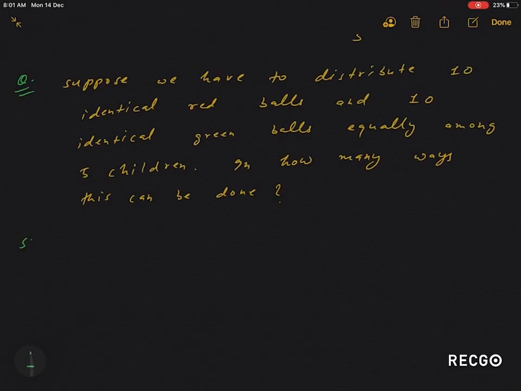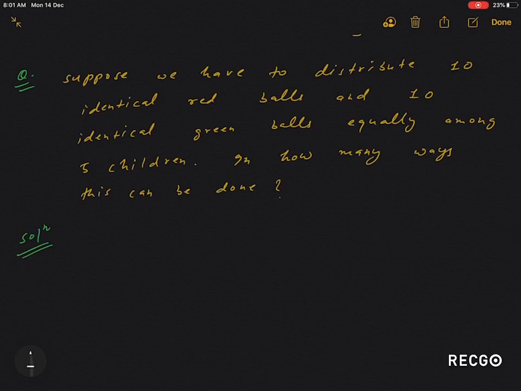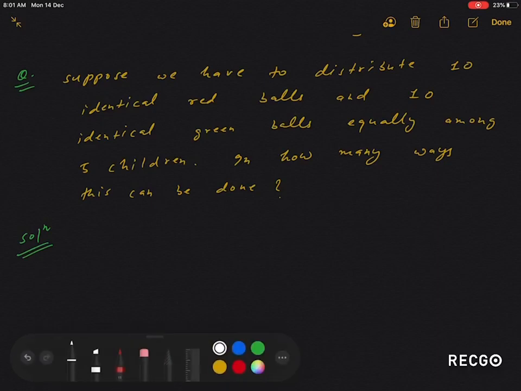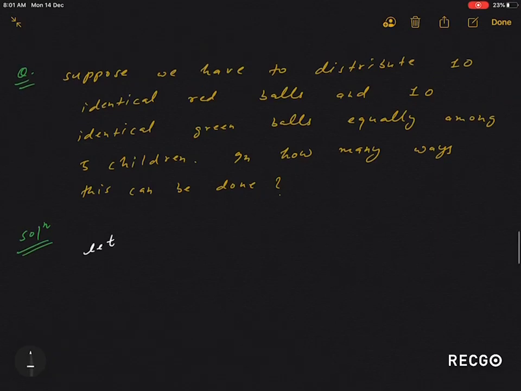Okay, so we have to think about the algorithm. Suppose in real life, if you were given this task, how would you do it? What I would do is first distribute the 10 identical red balls in all possible ways. I would just take care of one thing, that no child is getting more than 4 balls. And in that case, if some child is getting less than 4 balls, then I would compensate that child with green balls. So this is my idea of solving this question.